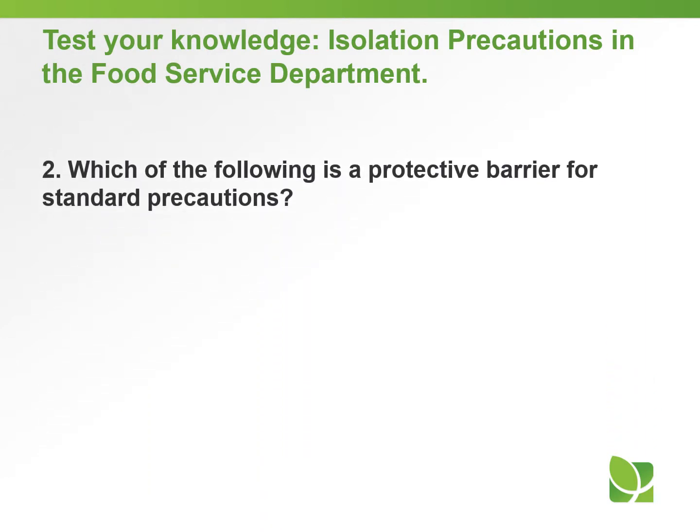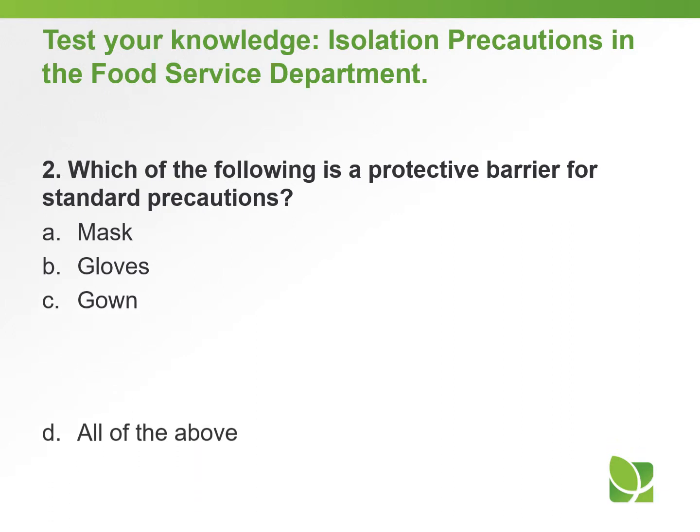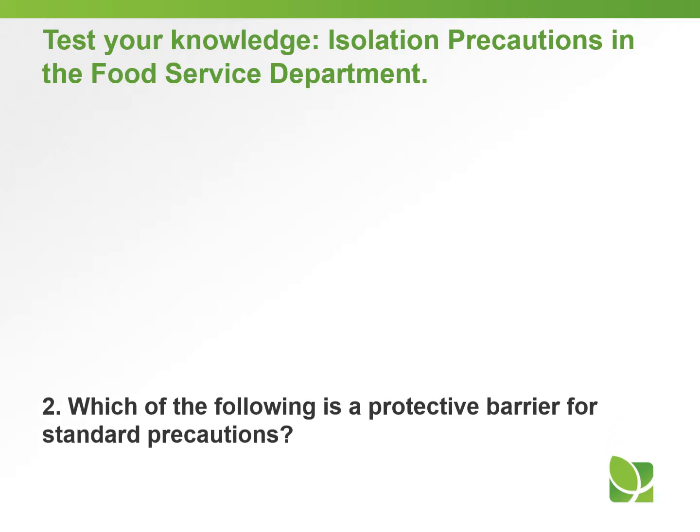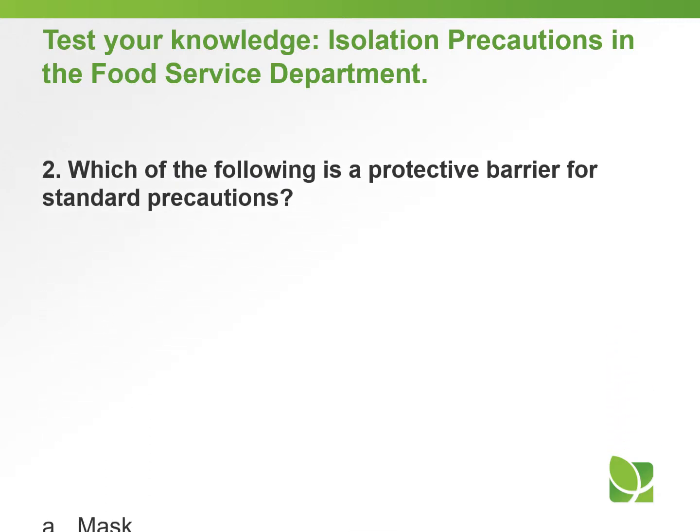Question number 2, which of the following is a protective barrier for standard precautions? A, mask; B, gloves; C, gown; or D, all of the above? And the answer to question number 2, which of the following is a protective barrier for standard precautions? The answer is D, all of the above.